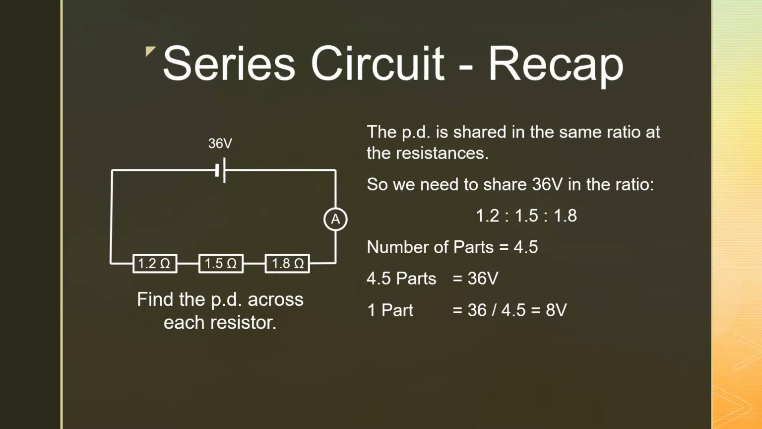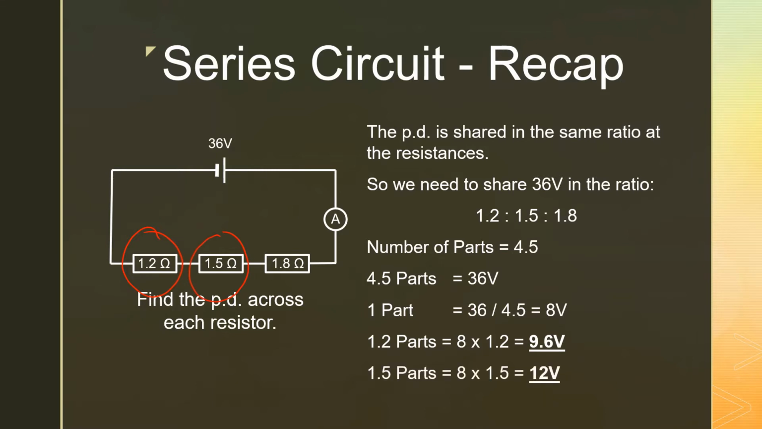And then I just need to go through and work out how many parts each thing gets. Well, this gets 1.2 parts. And so we get 8 times 1.2, which is 9.6. This one here gets 1.5 parts. So that's going to be 8 times 1.5. And this one here gets 1.8 parts. So that's going to be 8 times 1.8, which is 14.4.